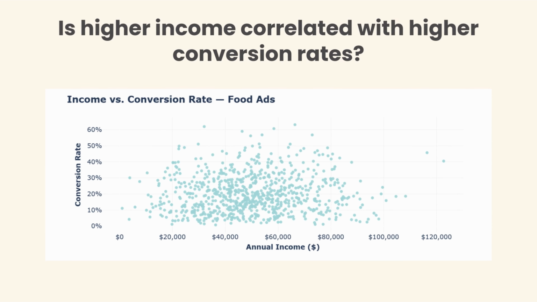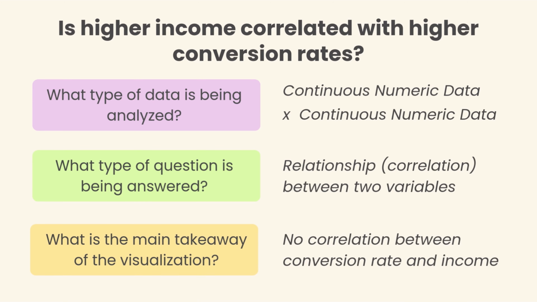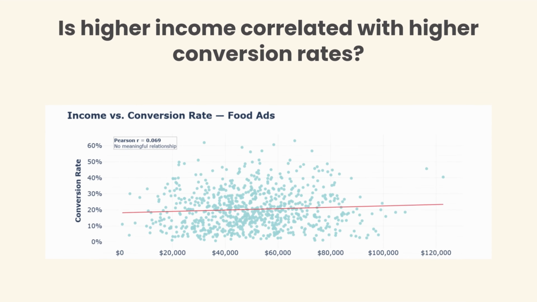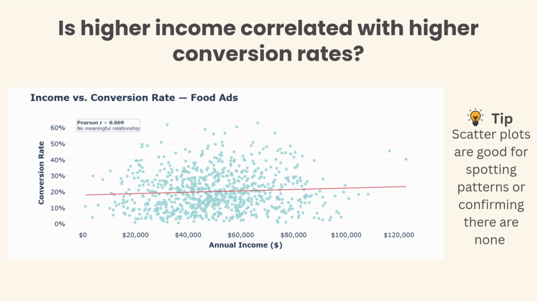So here's our chart, and you can see the main takeaway here is that there really is no relationship between conversion rate and income. We can really drive that point home by adding a trend line to this chart as well. So scatter plots are perfect for spotting patterns or confirming that none exist.